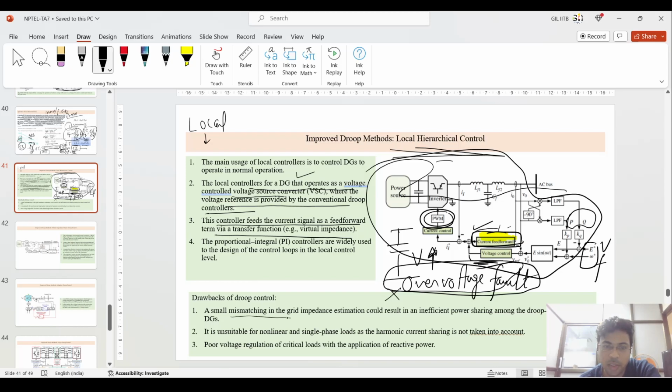There is a certain drawback of this droop control, such that a small mismatch in the grid impedance estimation could result in inefficient power sharing among the droop control users. Suppose you are generating P star and Q star, and from where you are generating, you are generating the same with the same demand.